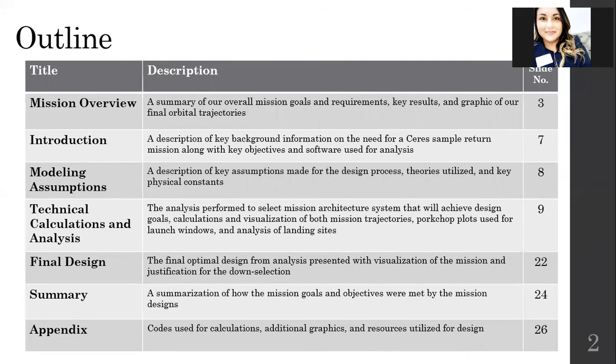Here is the outline of what we will be presenting today. It includes everything from our mission overview to our final design.